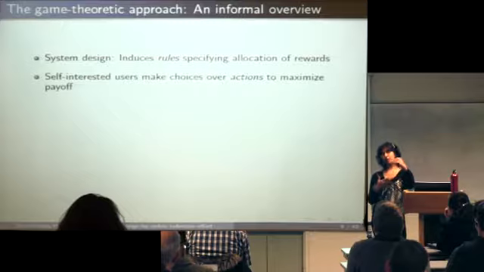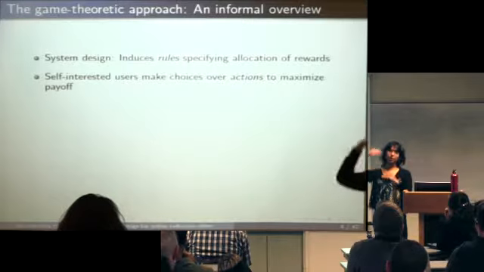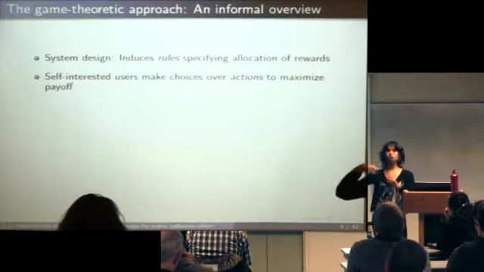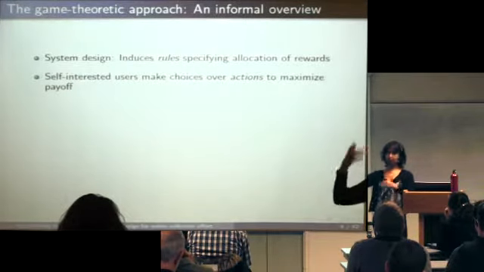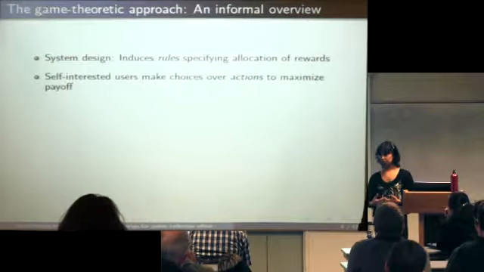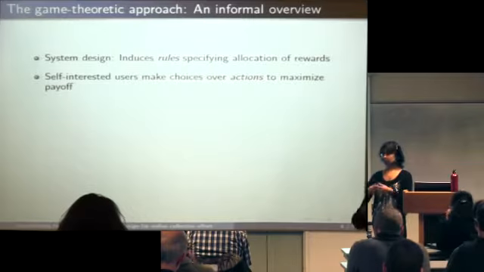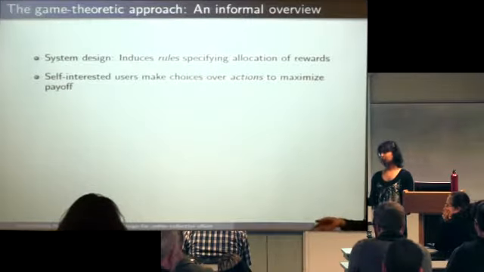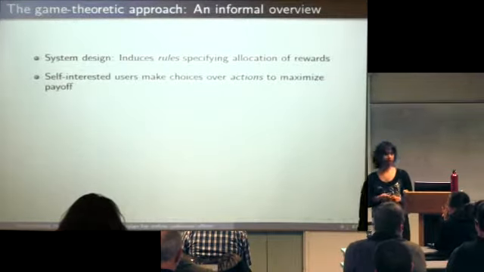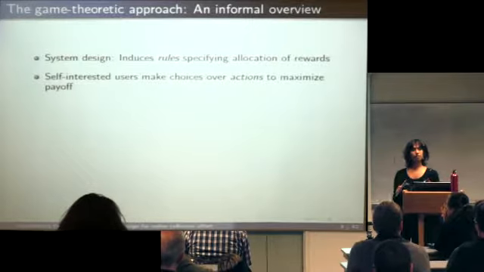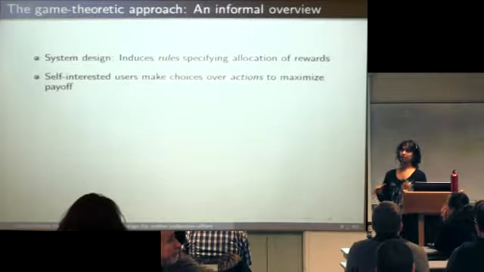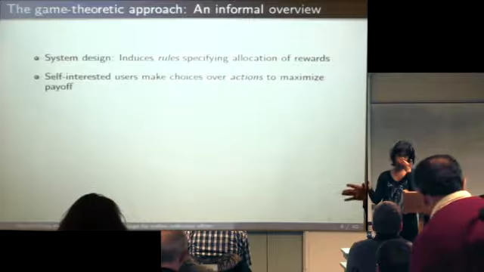For example, Amazon decides to rank reviews according to some function of the votes that are received. And the reviews that get ranked at the top are going to get a lot more comments, attention, and so on from readers than the reviews which go at the bottom. Yahoo Answers, for example, decides to give out some number of points to the best answer and very few points to everybody else. That's a particular reward allocation mechanism. So the system design induces some rules which say here are the rewards and here's how they're allocated.